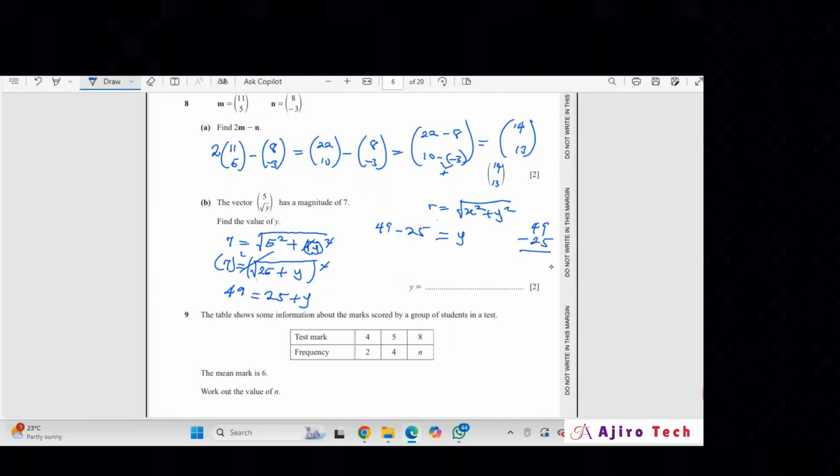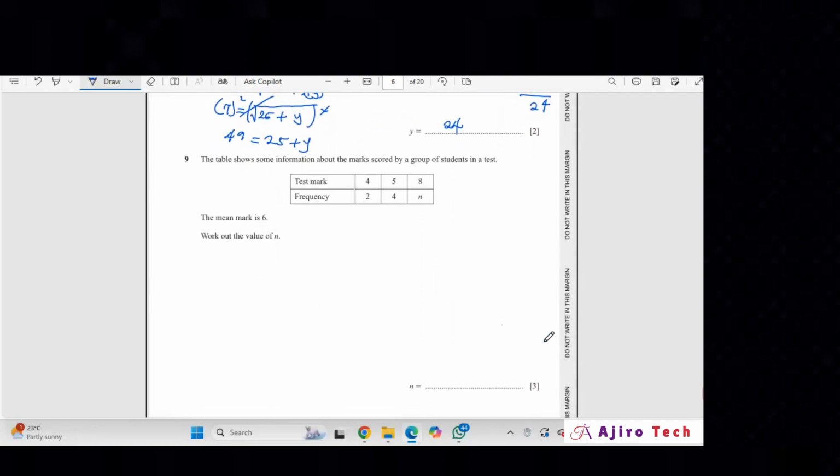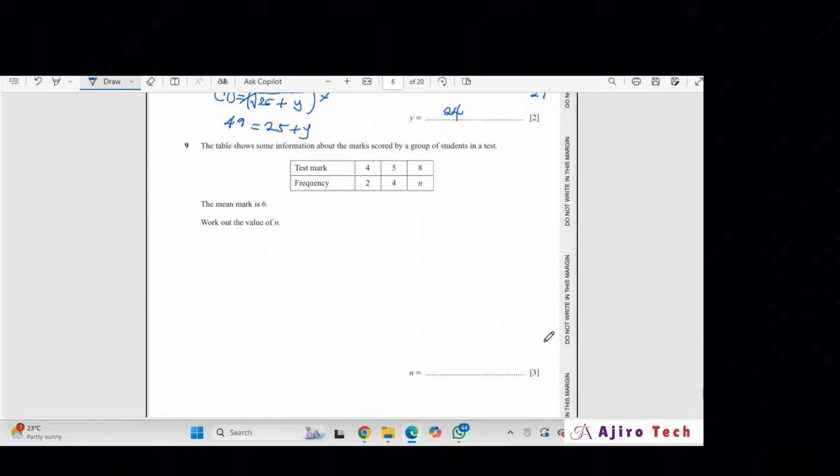This is going to be 9 minus 5 is 4. That will be 24. So our y here now is what? 24 as our answer. Are we following? All right. So the next thing we'll do here is for us to get the mean.